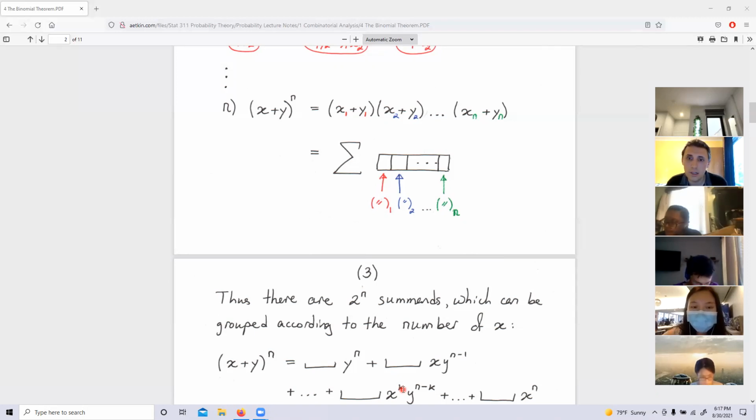Do you agree? So which of those parentheses will contribute the x? Is it parentheses 1 through k, or is it parentheses 2 through k plus 1, or some other collection of them? Which of them contributes the x? The remaining parentheses have to contribute a y. Do you agree? So I don't need to even worry about the remaining ones. So those that are chosen will contribute an x. Those that are not chosen will contribute a y. And there are n choose k ways of picking those parentheses. So they are the students in this example, right?